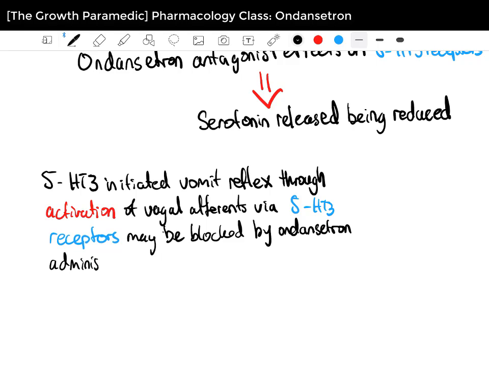And typically, 5-HT3 initiated vomit reflex is a common cause of nausea and vomiting in the pre-hospital setting. So ondansetron is a good medication that you have in your medication kit that you can use to treat that.